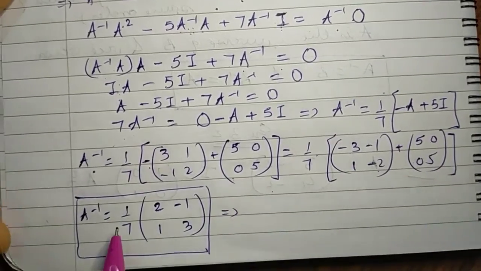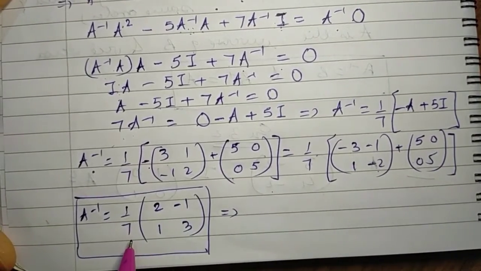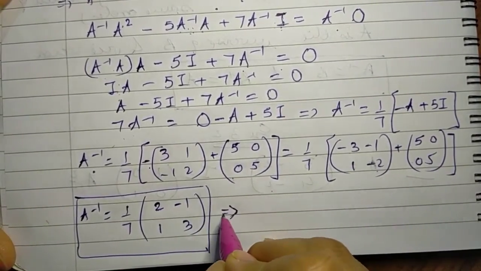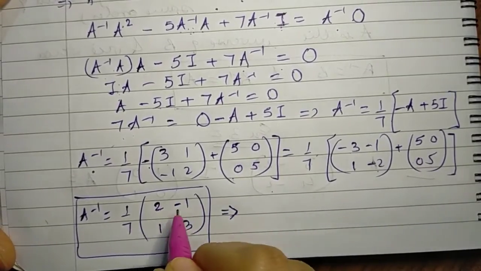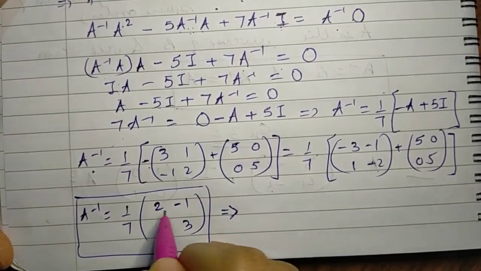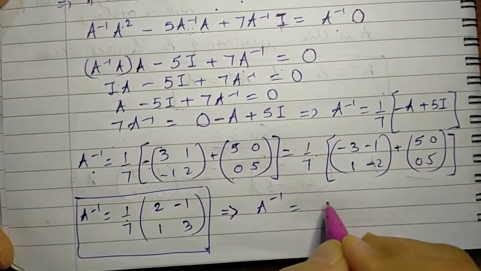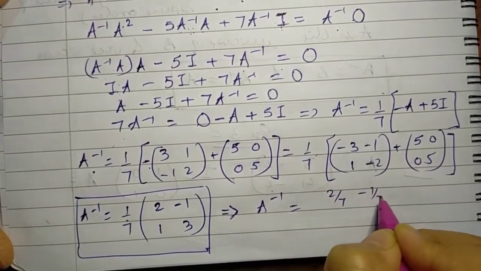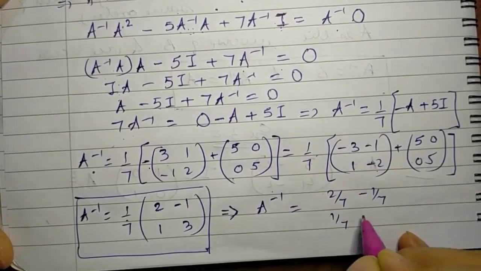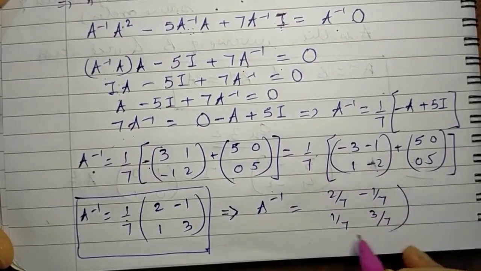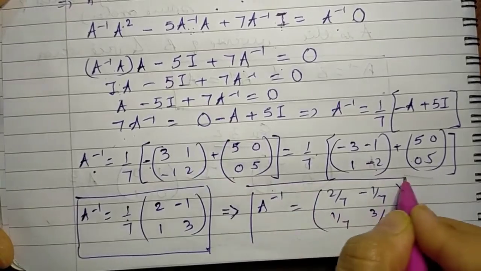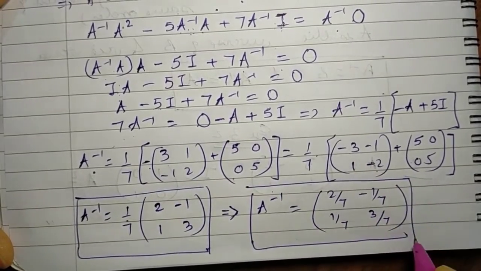Or you can write it, we know that scalar multiplication of a matrix is another matrix which gives us every element multiplied by that scalar. So it can also be written as 2 by 7, minus 1 by 7, 1 by 7 and 3 by 7, and this is the answer, which can be easily verified.